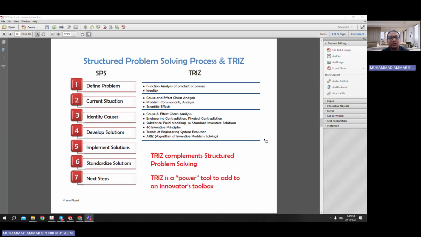So the main point in this discussion is that TRIZ complements structured problem solving. It helps to improve structured problem solving, and TRIZ is also known as a power tool to add to the innovator toolbox. So we'll be applying SPS inside TRIZ to see if it can help. Let's look at an example.